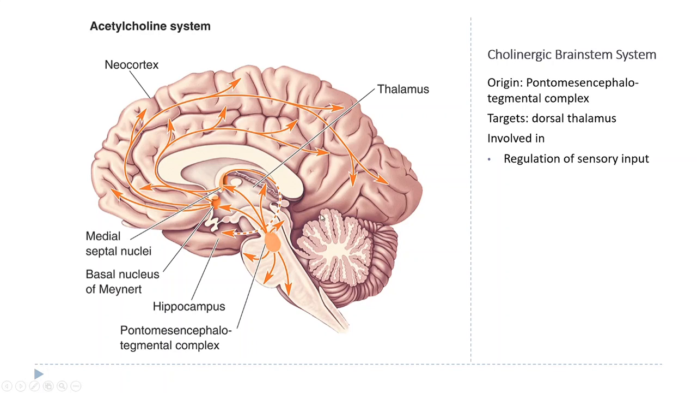They go to the thalamus and to the hypothalamus and other parts of the brainstem, and their role is kind of harder to pin down. They seem to have some role in regulating sensory input that probably relates to their projection to the thalamus, but other than that, it's not entirely clear what their function is.